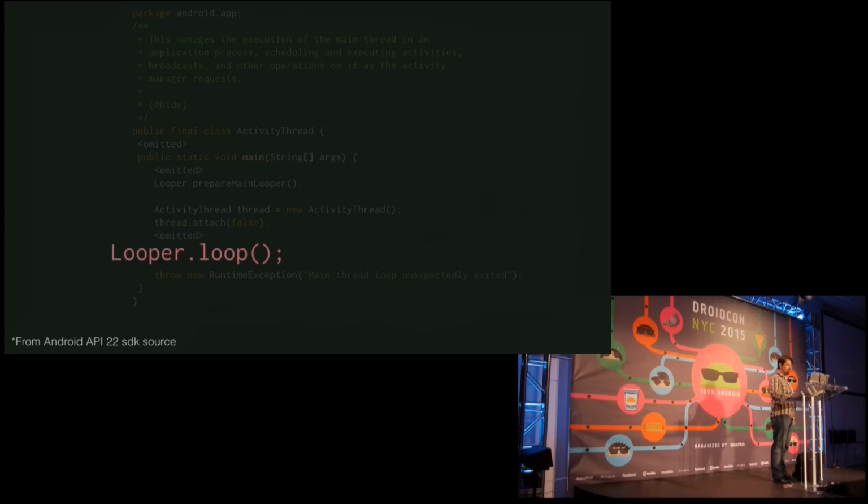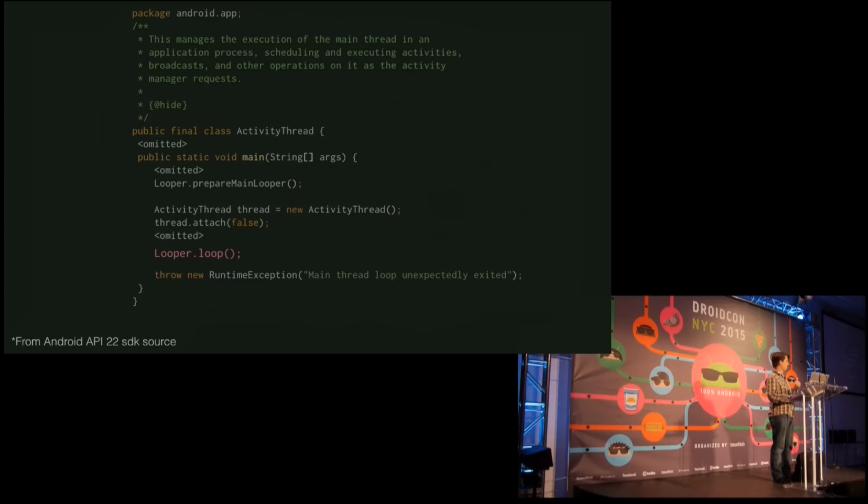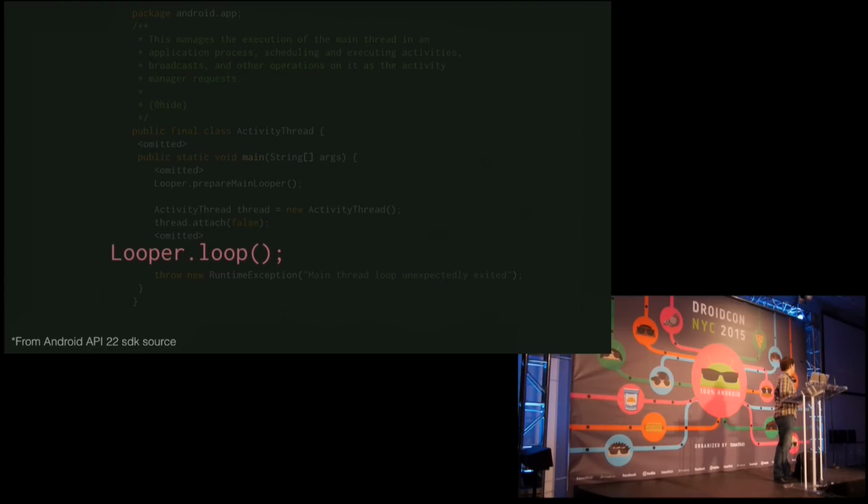Inside of there, one main thing that happens first is it prepares the main looper. This basically installs a looper into the current thread. And then it calls Looper.loop. And this will never exit. You can see it throws a runtime exception if this ever exits, because this is just the main event loop. In a lot of UI kits, there's always a run loop or an event loop that's processing. In Android, it's based on the looper.